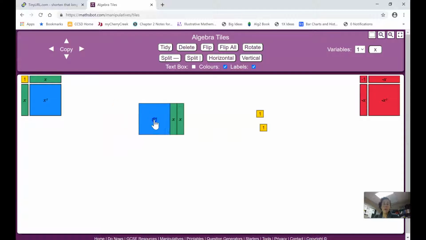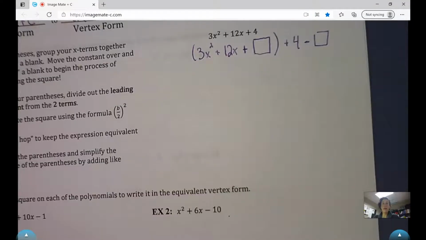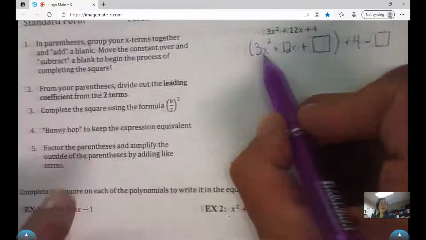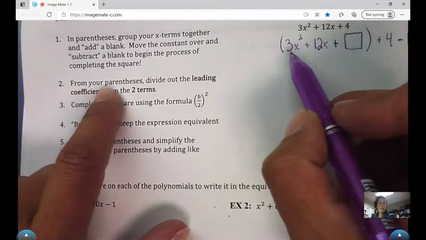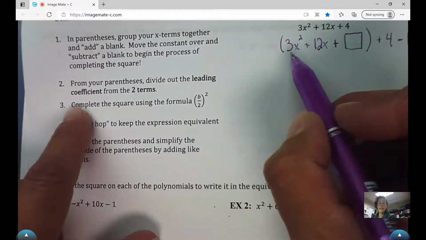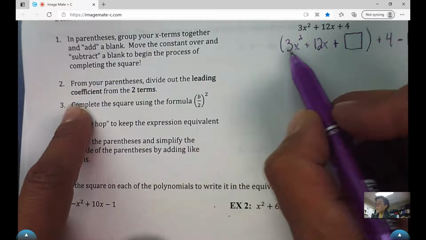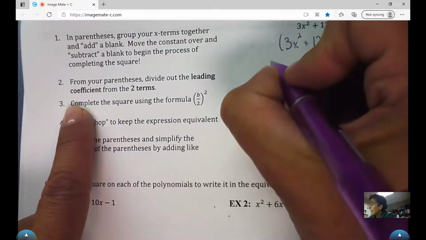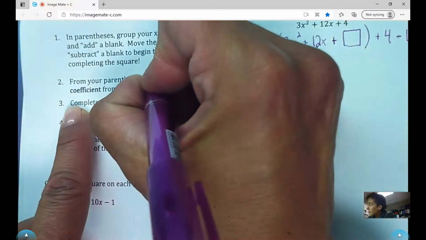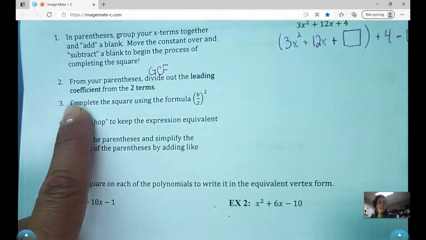We only worked with 1. So what we're going to have to do is change this problem that we're working with so there's just an x squared. So that's the step. You're going to form your parentheses, and we're going to divide out the leading coefficient. I need to have this as x squared. So whatever this leading coefficient is, when we say divide out, think of it as the GCF out.